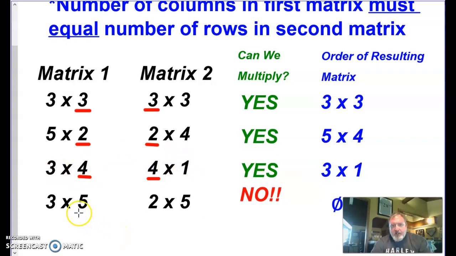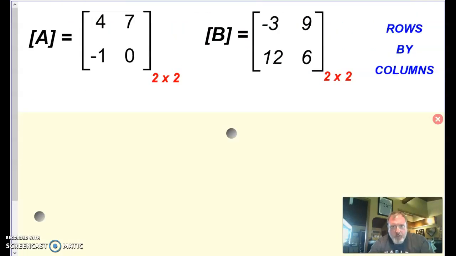And the last one here, you can see 5 does not equal 2. So we cannot multiply a 3 by 5 matrix by a 2 by 5. So that is not going to work, and there is no order for the resulting matrix.